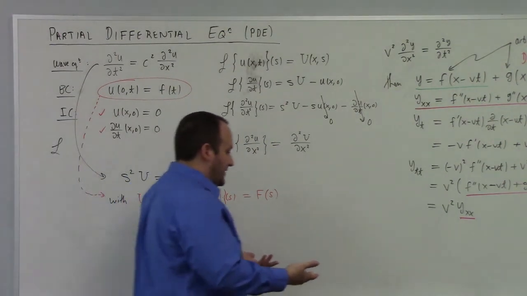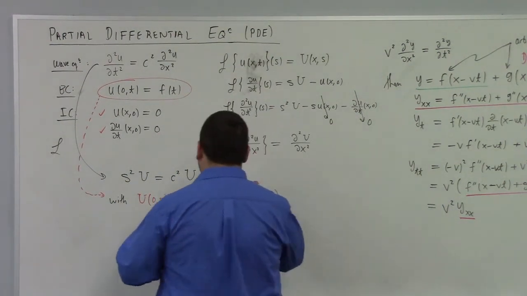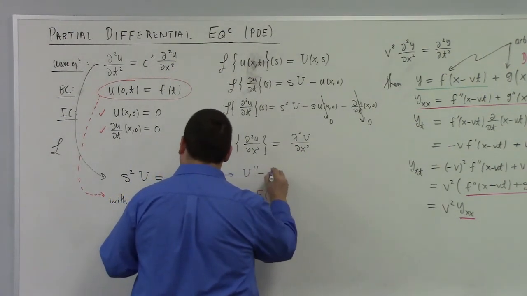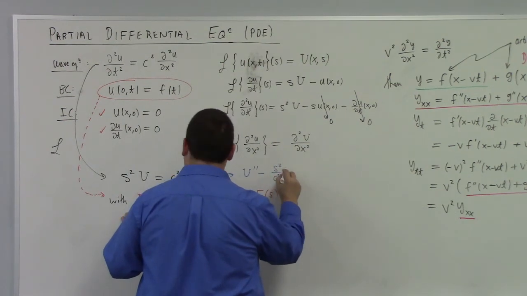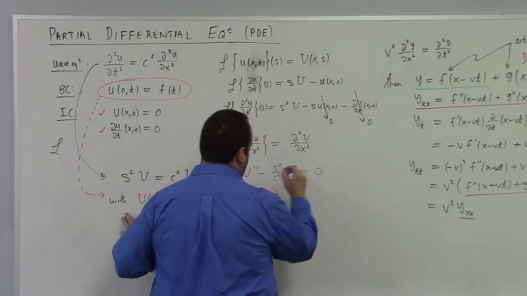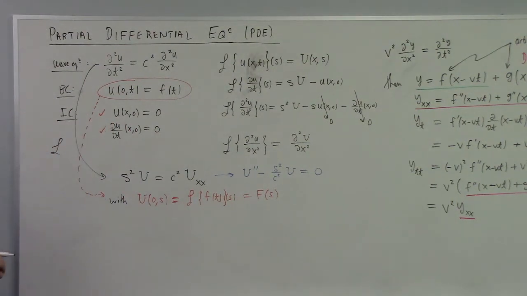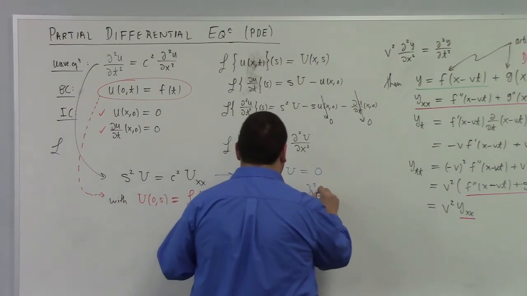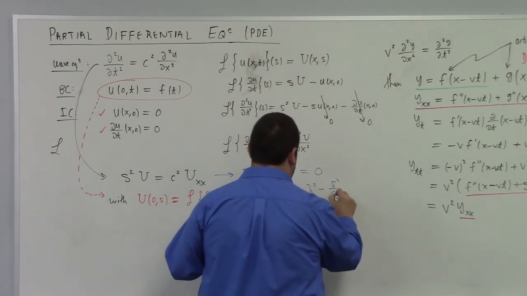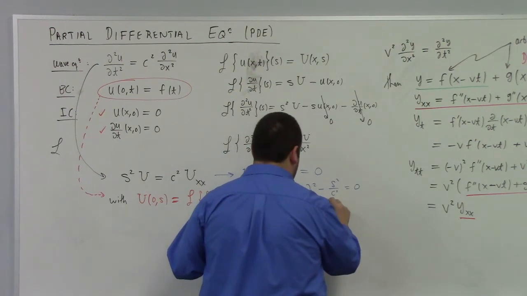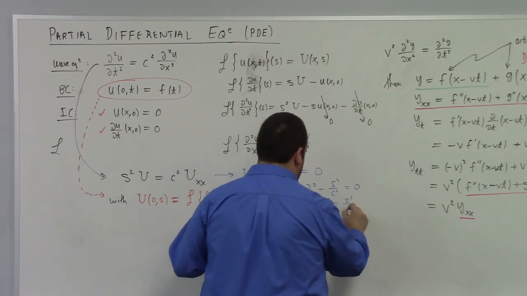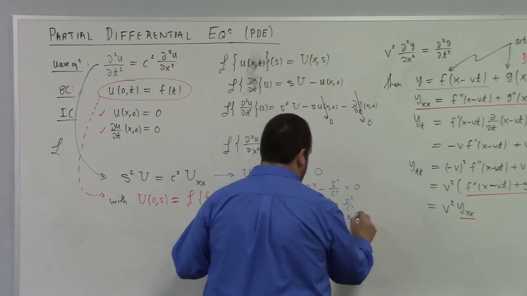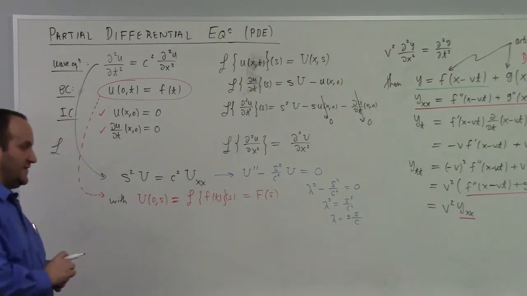Let me rewrite this a little bit. You guys can all solve it, I think. So this becomes u prime prime minus s squared over c squared u equal to 0. Write down the characteristic equation, right? So lambda squared minus s squared over c squared equal to 0. So that tells me lambda squared is equal to s squared over c squared. So that tells me that lambda is plus or minus s over c, right? I'm assuming c is a positive constant.